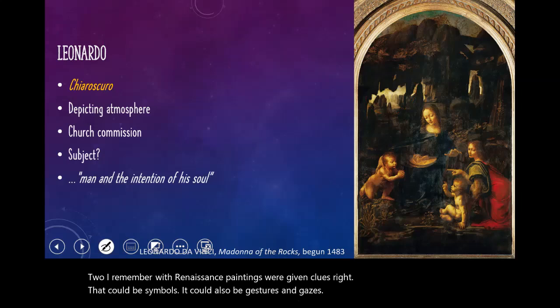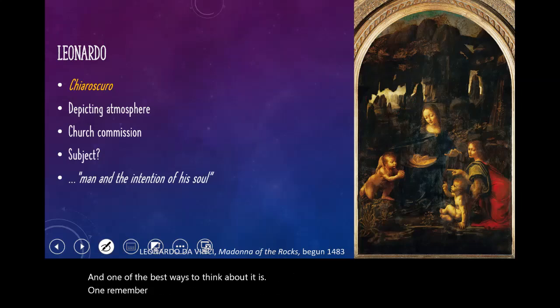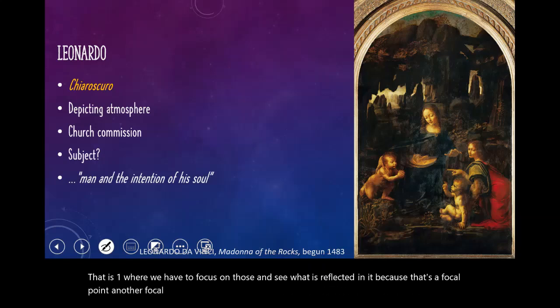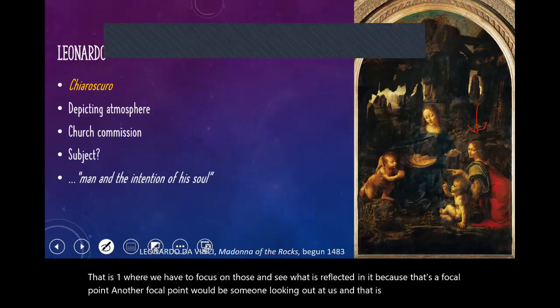And one of the best ways to think about it is, one, remember the mirrors. Jan van Eyck's mirror, for example, in the Arnolfini wedding. That is one where we have to focus on those and see what is reflected in it, because that's a focal point. Another focal point would be someone looking out at us, and that is right here, the angel.